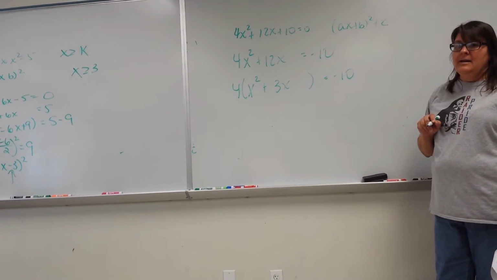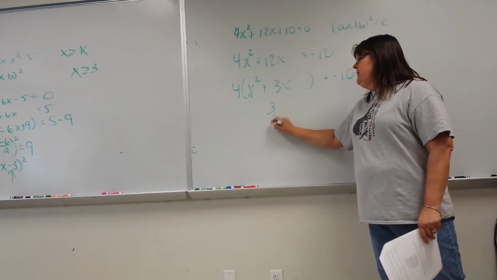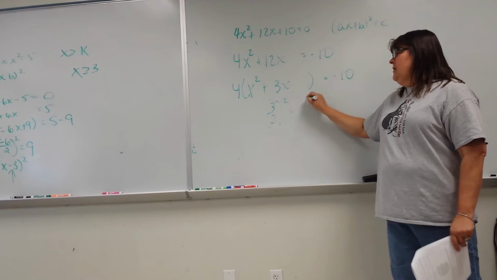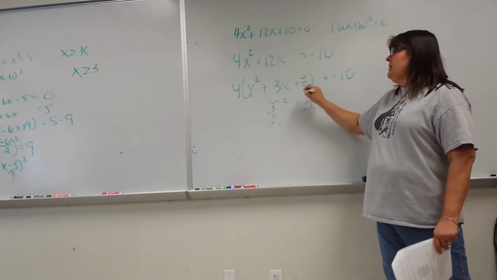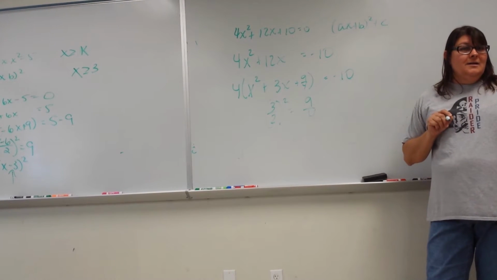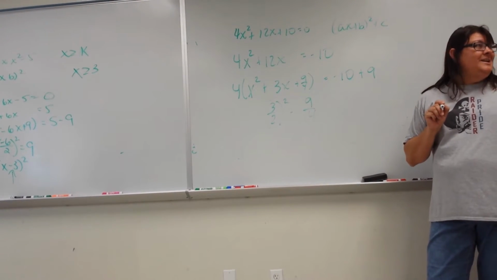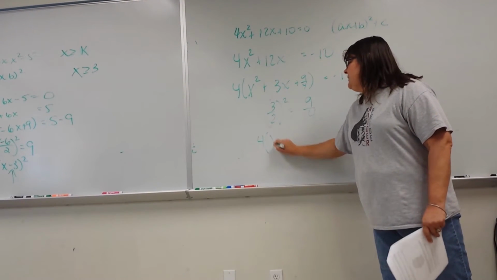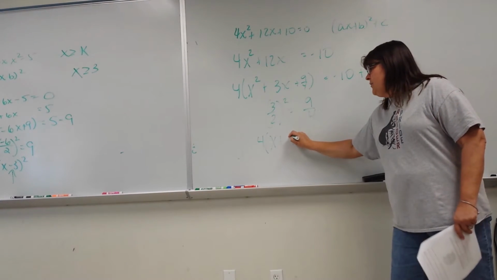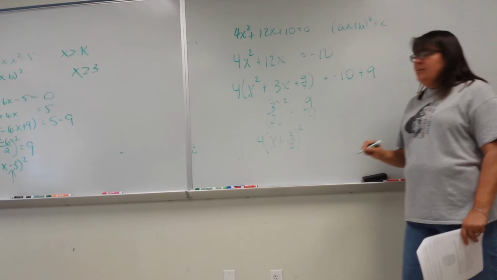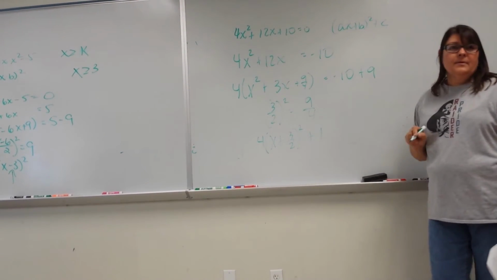Okay. Now, what do I do next? So I'm gonna take b divided by 2 and square it. So I get 9/4, right? I'm adding 9/4 here, but am I really adding 9/4? You're adding 36/4, which is 9. So plus 9. Good. So then I have 4 times x plus 3/2 squared, and this is minus 1, so plus 1. Are we good so far?